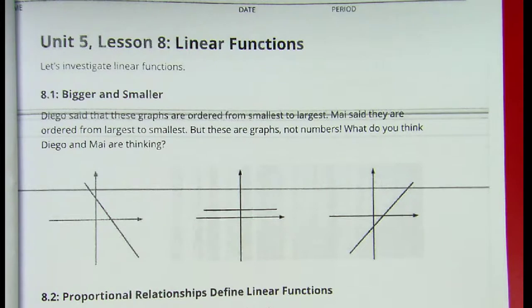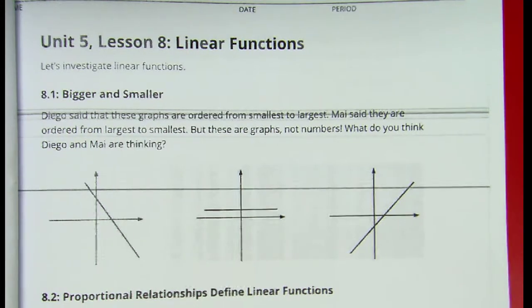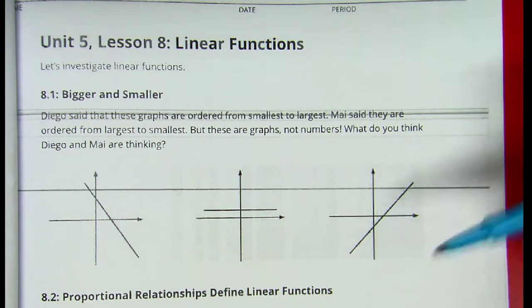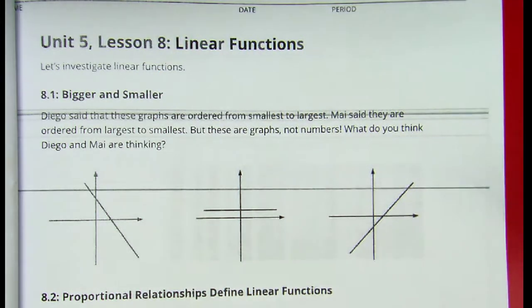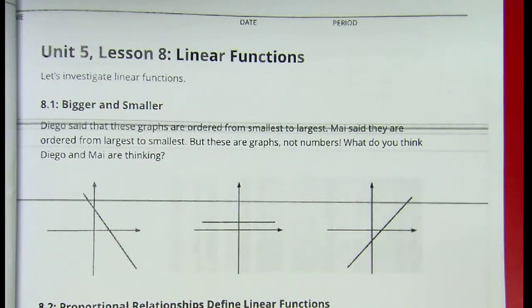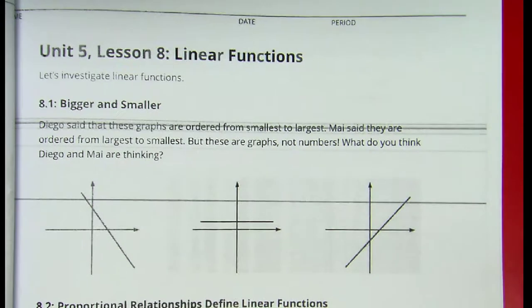All right, so we're going to look at Unit 5, Lesson 8 for 8th grade. And the question is, Diego said that these graphs are ordered from smallest to largest. May says that they're ordered from largest to smallest, but these graphs are not numbers. What do you think Diego and May are thinking? Looking at these, both of these people are correct if they're talking about a specific thing.